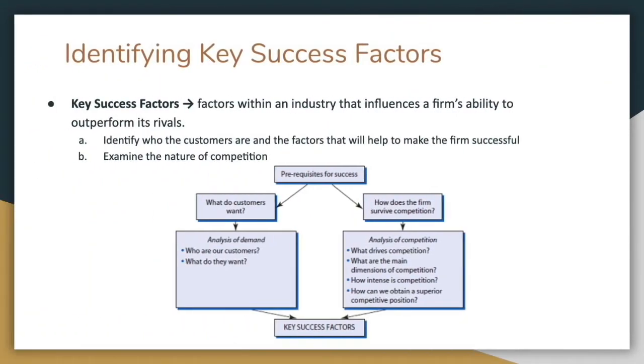Key success factors are factors within an industry that influence a firm's ability to outperform rivals. To survive and prosper in an industry, a firm must meet two criteria. First, it must supply what customers want to buy, and second, it must survive competition. We need to know who our customers are, what their needs are, and how they choose between competing offerings. Once we recognize the basis upon which customers choose between rival offerings, we can identify the factors that make the firm successful. The second question requires that we examine the nature of competition in the industry.